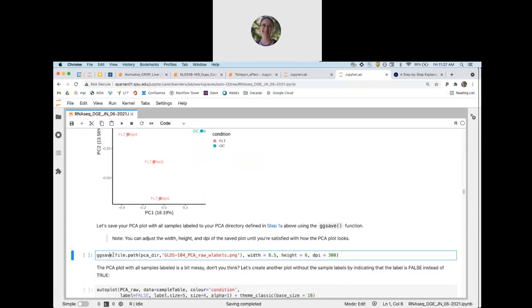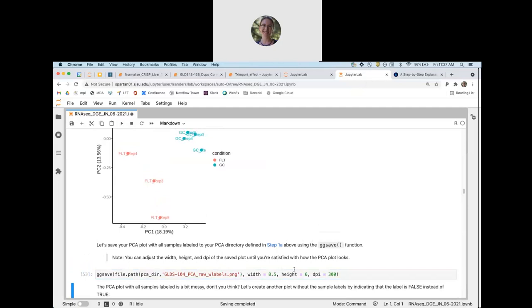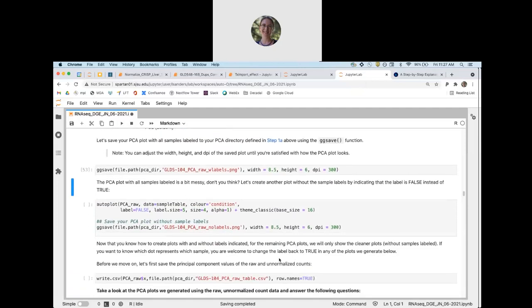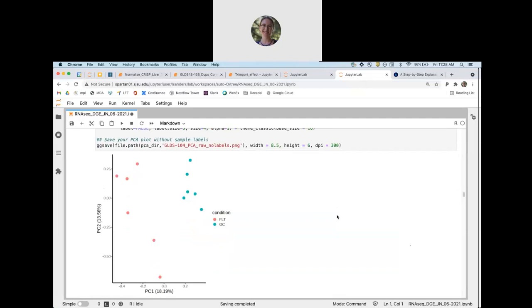And let's go ahead and use another function called ggsave to save our plot to our PCA directory with a nice informative plot name. Now we can go ahead and create exactly the same plot and save it, but without the sample labels by passing false to the label argument within autoplot. So let's do that, see what that looks like. I think this is cleaner, but of course there's less information.